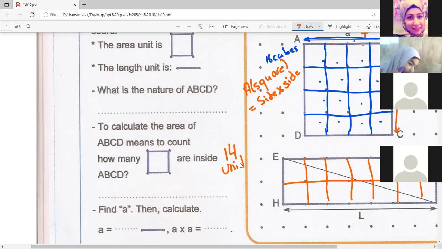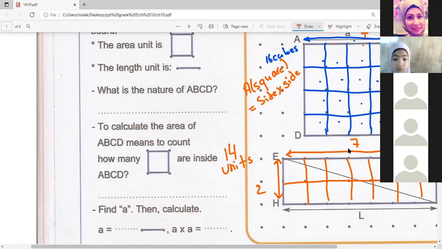We just multiply 2 by 7. Bravo. The length of this side is 2 and the length of this side is 7. Do you remember this side that measures 7, what do we call this side?